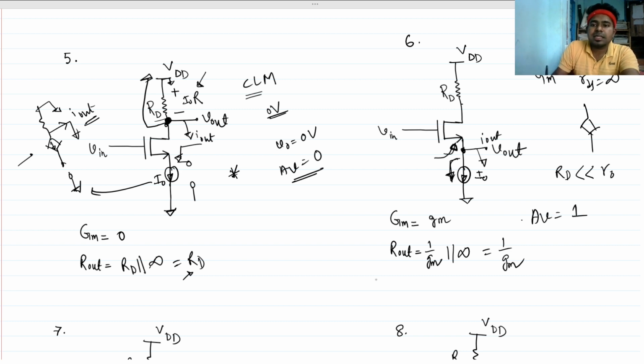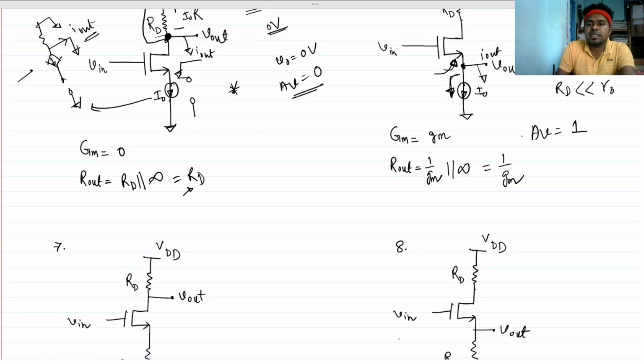But if we consider CLM, what will be the output impedance? If RD is comparable with R naught, the output impedance will be RD plus R naught divided by 1 plus GM R naught, parallel infinity, because this infinity comes from I out, like a constant current source. So this will be the overall R out if we consider channel length modulation for the R out calculation.